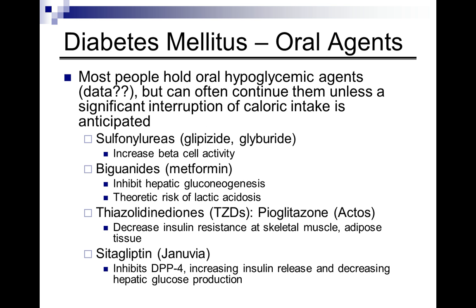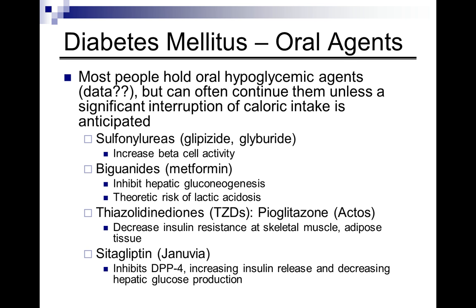Before we finish talking about diabetes, we should quickly mention some of the oral agents that are used, mostly in the treatment of type 2 diabetics. In the perioperative period, most people hold all oral hypoglycemic agents, although data to back this up is actually lacking. And in fact, many patients can continue taking their oral hypoglycemic agents on the day of surgery, unless a significant interruption of caloric intake is anticipated, as in larger, typically inpatient surgeries, or surgeries involving the GI tract.